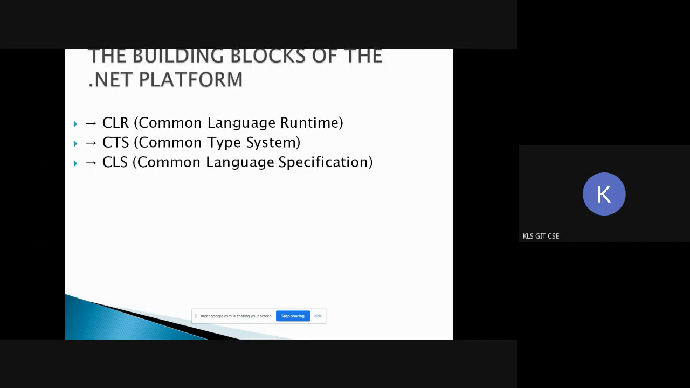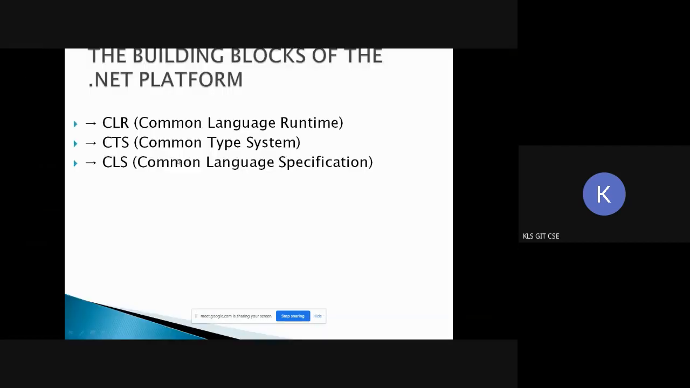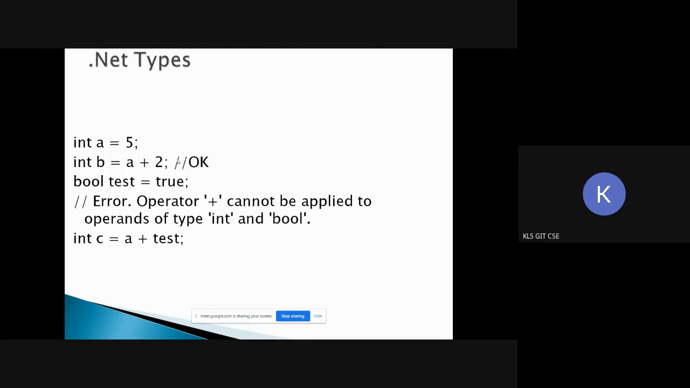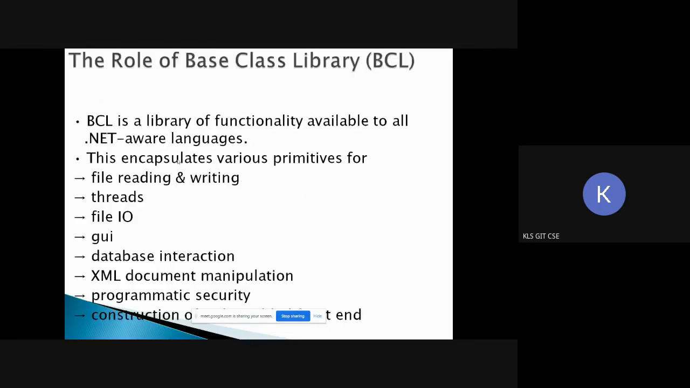Next, let's see the building blocks of the .NET platform. First is the CLR, the Common Language Runtime. Then next comes the CTS, the Common Type System, and the CLS. Let's first take a look into the CLR.